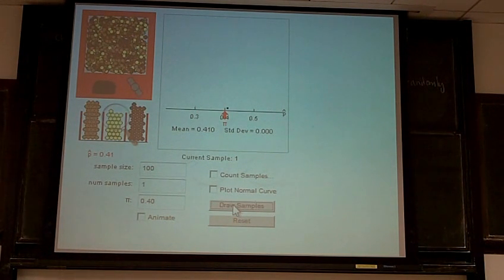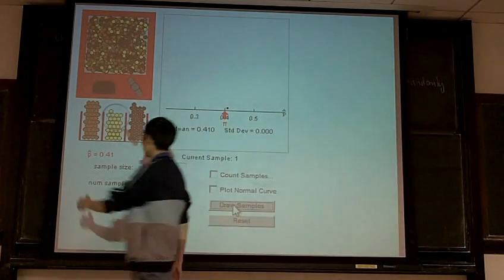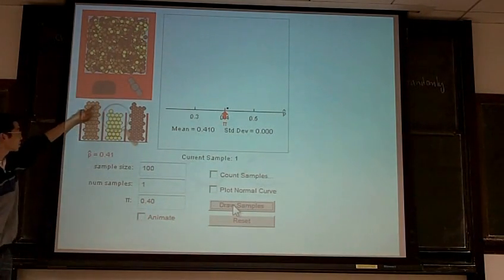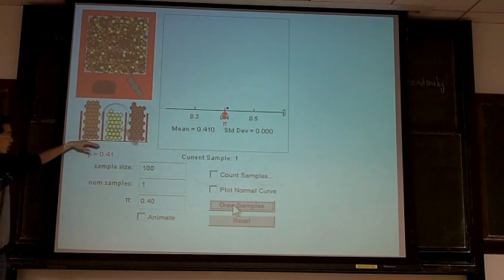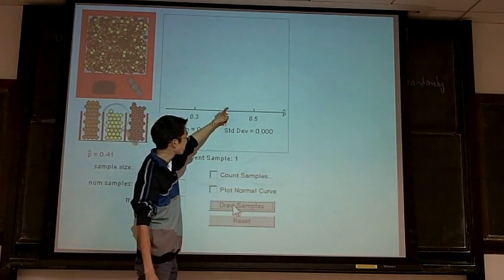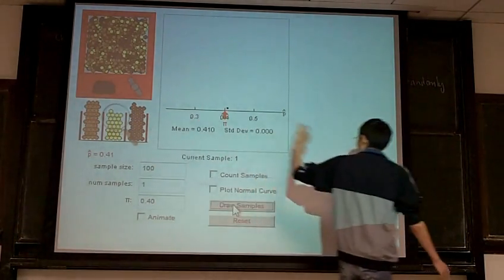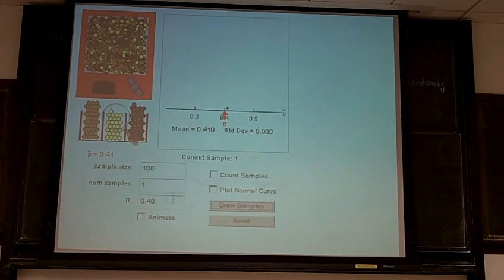So this is 100. I keep saying M&Ms, but 100 Reese's Pieces. In this case, we count up all of our Reese's Pieces. 41 of them are orange, and so our sample proportion is 0.41. And so we put a dot here. You can already see that the scale has changed, kind of ruining the surprise, but whatever.